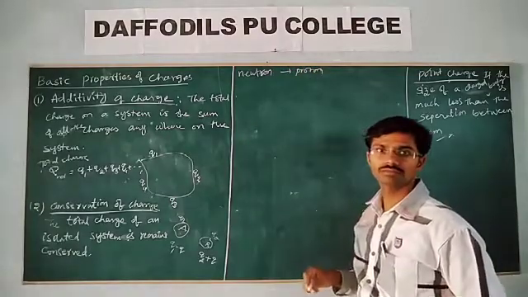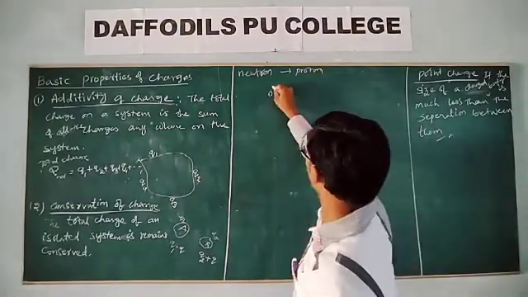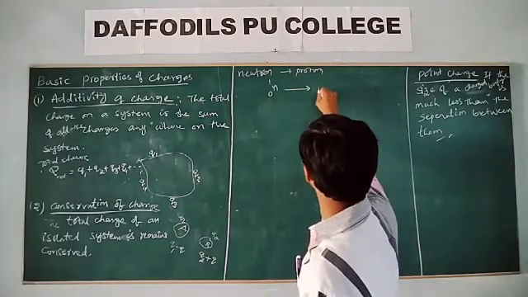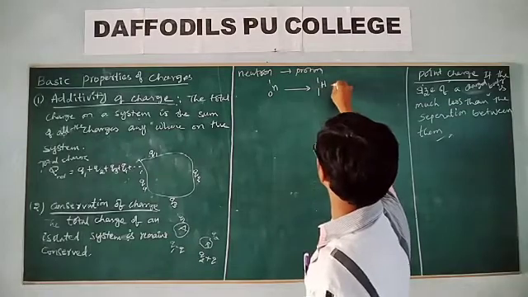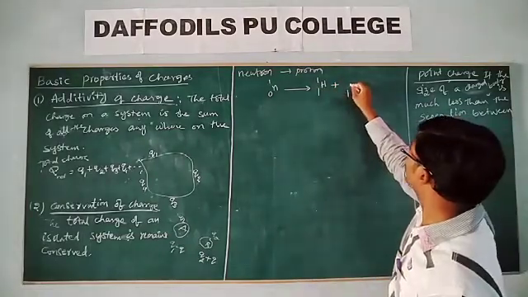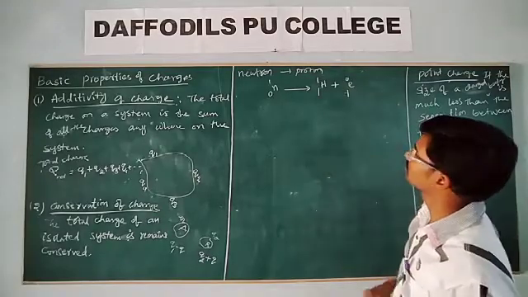let me take here a neutron, 0 and 1 neutron, and it is converted into the proton, 1H1. And during this process, some electron or charged particles are also released.